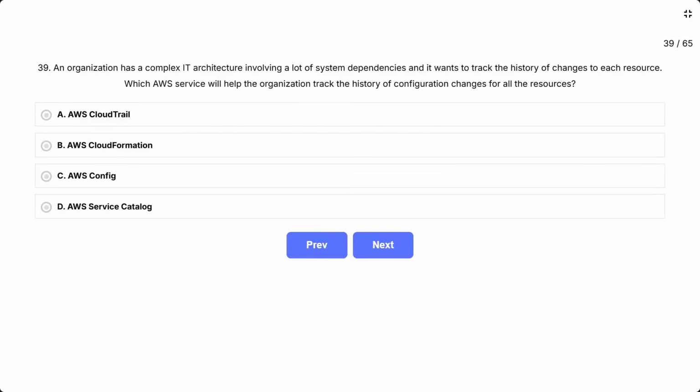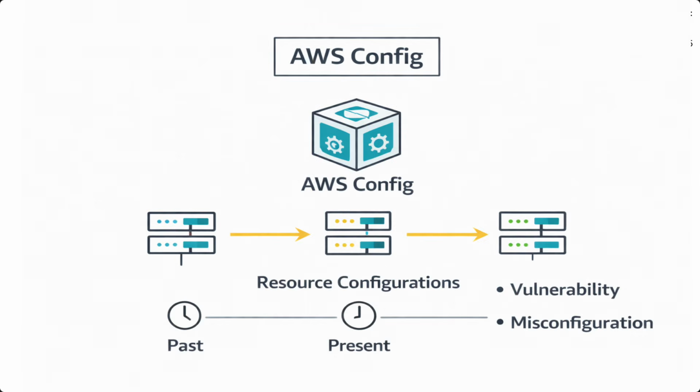Question 39. An organization has a complex IT architecture involving a lot of system dependencies, and it wants to track the history of changes to each resource. Which AWS service will help the organization track the history of configuration changes for all the resources? A, AWS CloudTrail. B, AWS CloudWatch. C, AWS Config. D, AWS Service Catalog. This question is asking which service records and shows how AWS resource configurations change over time.